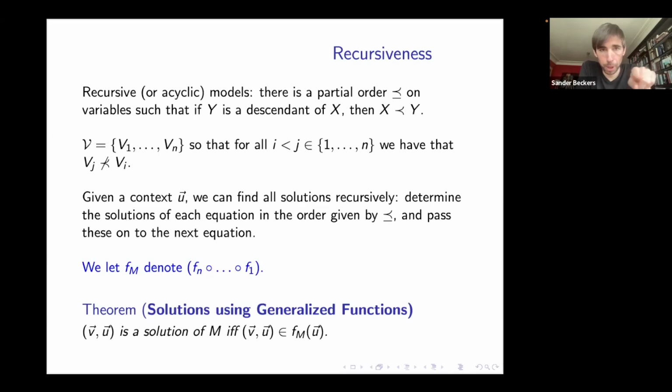Given that we have this ordering and we've indexed the variables, we can now consider the composition of all the separate functions for the variables. And I'm going to call that Fm. That's going to be the causal model interpreted as a generalized function. So it's going to be the composition of Fn after, et cetera, after F1, where n to 1 are simply the indexes of all the endogenous variables.